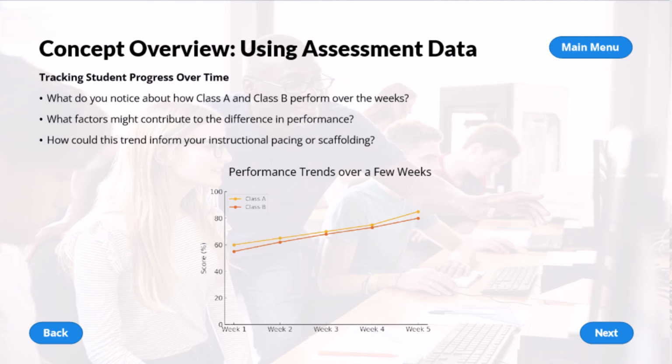I wanted to move beyond static data snapshots and instead highlight how student performance can evolve over time. The side-by-side trends for Class A and Class B are meant to prompt learners to consider why performance might differ between groups and how instructional strategies might be adapted in response. This visual supports the idea that assessment is part of a continuous cycle of reflection, adjustment, and instructional growth.